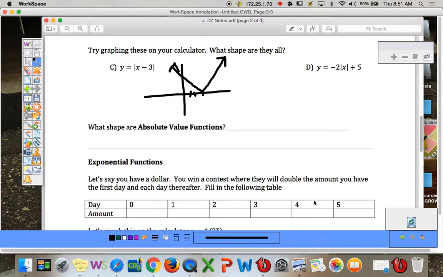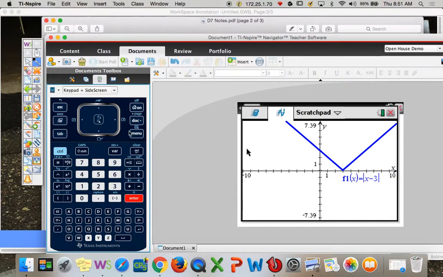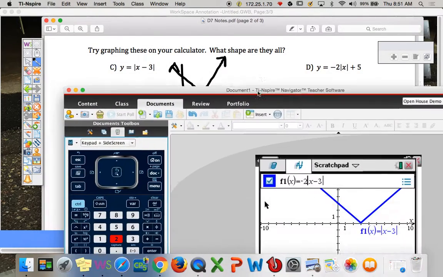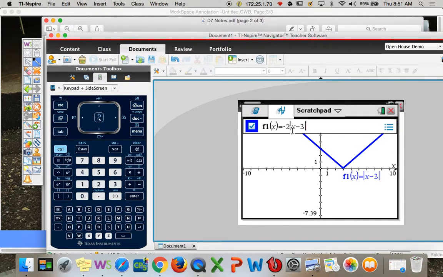How about this one right here with a negative? Does that change the shape of the graph? So I'll hit tab and I'll go up and change this one. And there's a -2 on the outside, and on the inside it's just x.